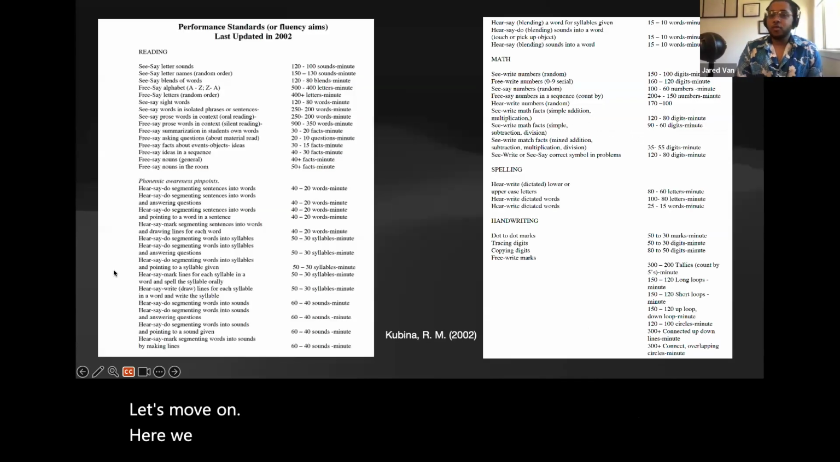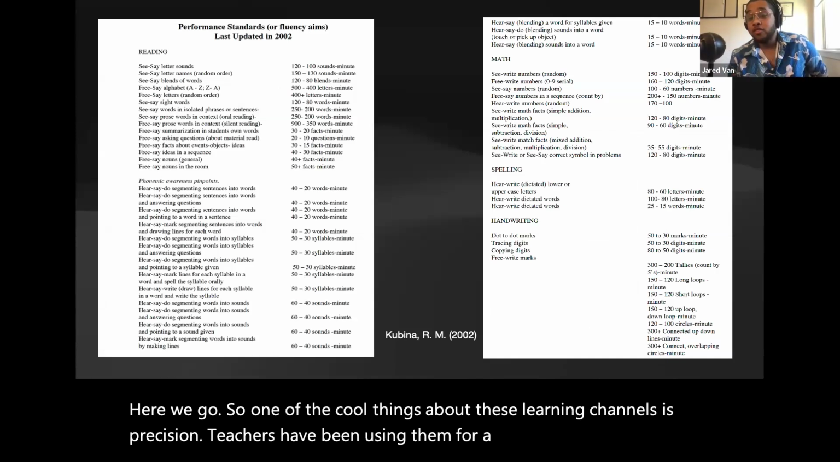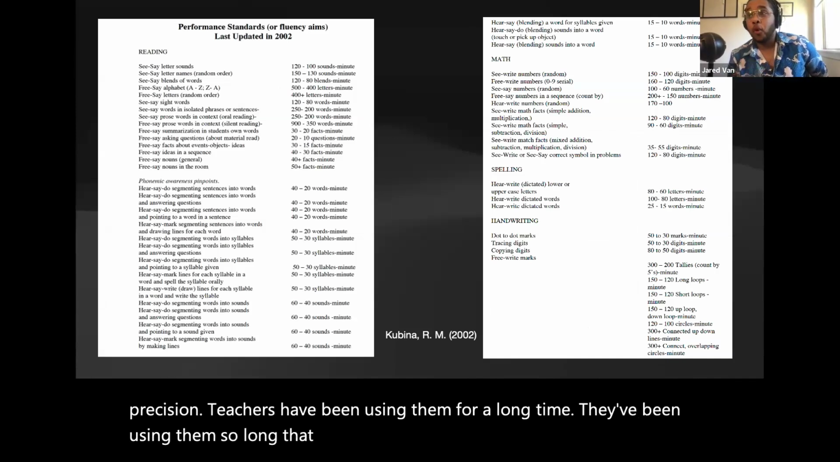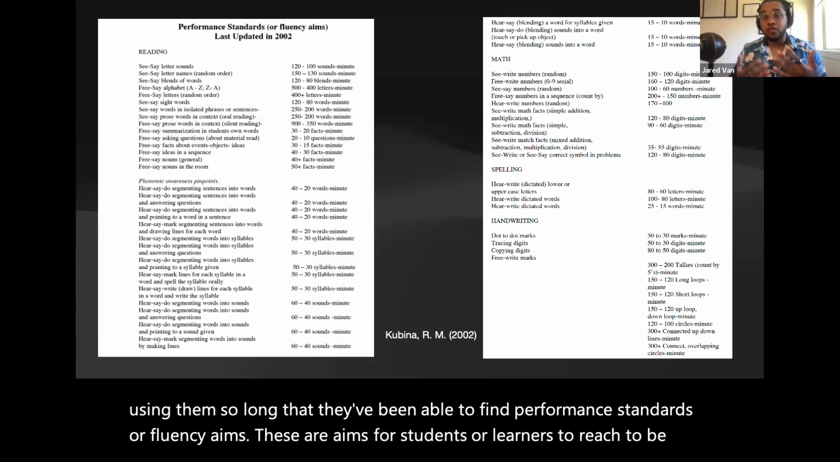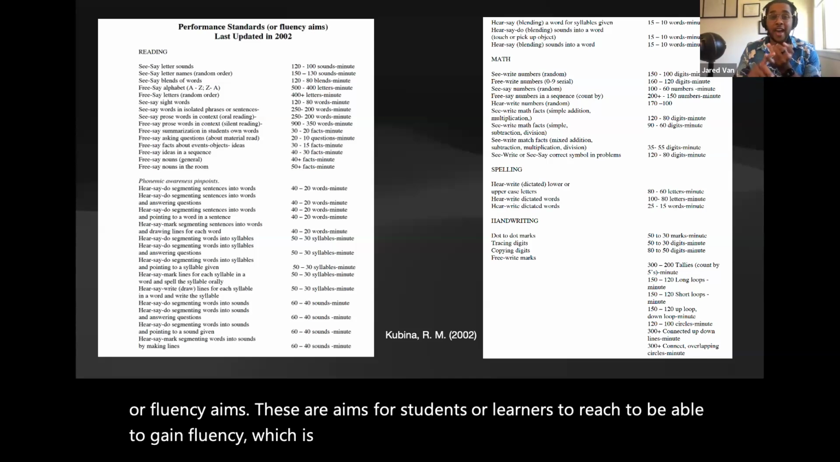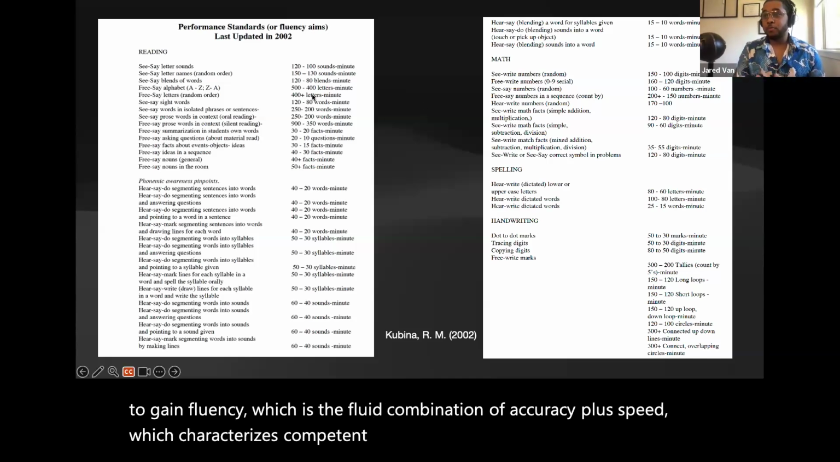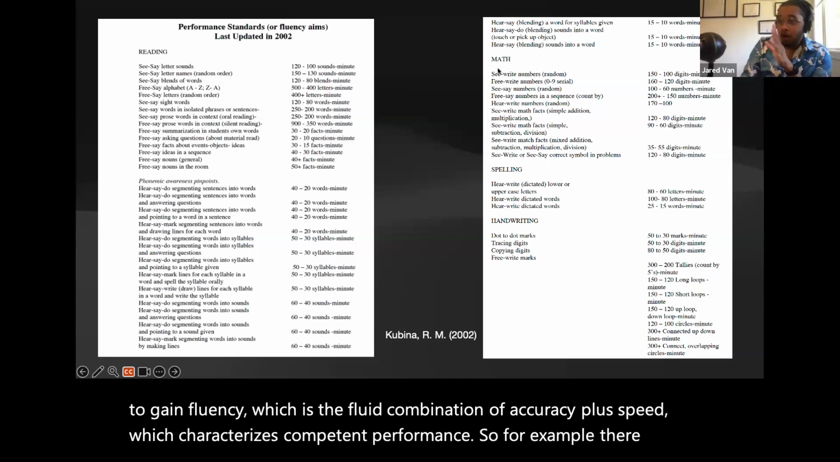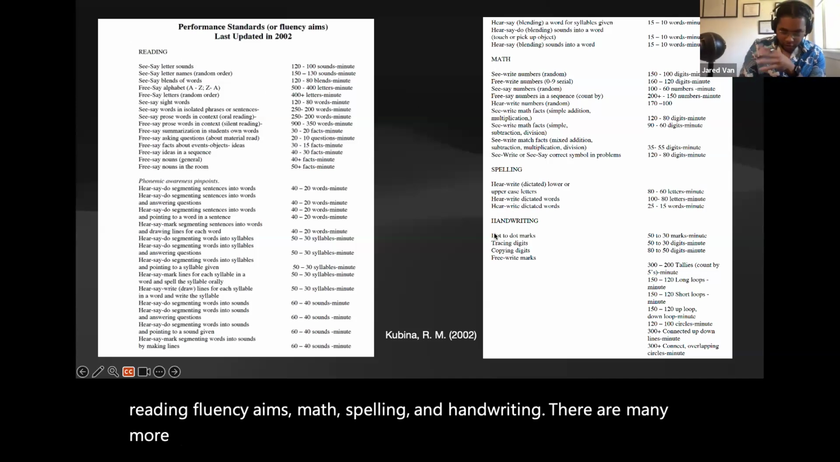Here we go. So one of the cool things about these learning channels is that precision teachers have been using them for a long time. They've been using them so long that they've been able to find performance standards, or fluency aims. These are aims for learners to reach to gain fluency, which is the fluid combination of accuracy plus speed, which characterizes competent performance. So for example, there are reading fluency aims, math, spelling, and handwriting. There are many more, but this is all I can fit on the slide.